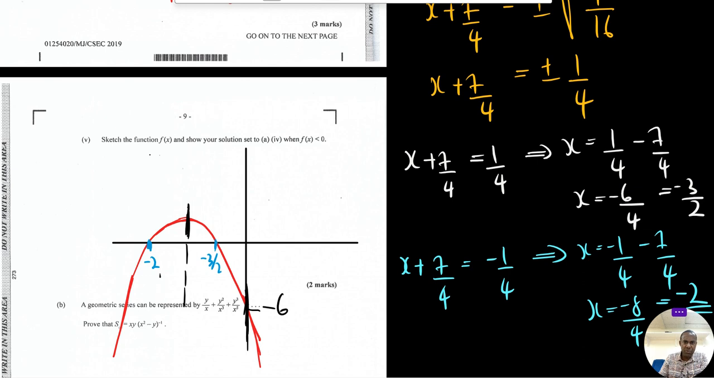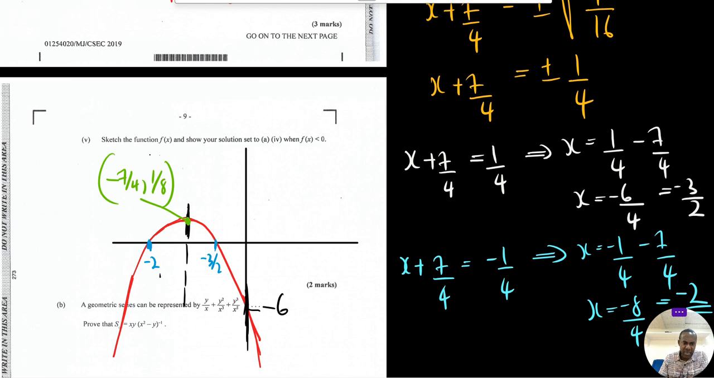So let me just fix it up a little bit. The turning point right here, that point would be minus 7 over 4, 1 over 8. So that's the turning point. And so what have we managed to show on this sketch? We have the roots, x equals minus 2, x equals minus 3 over 2. We have the y-intercept at y equals minus 6, and we have the turning point at minus 7 over 4, 1 over 8.